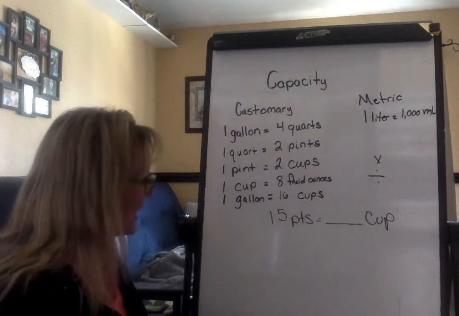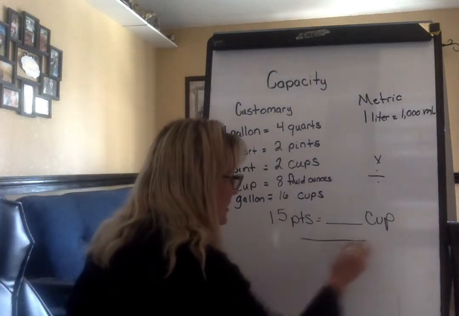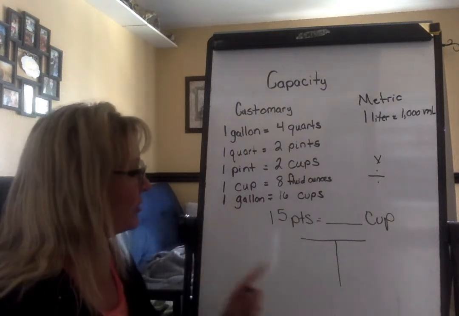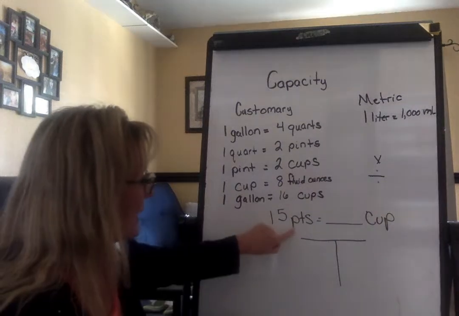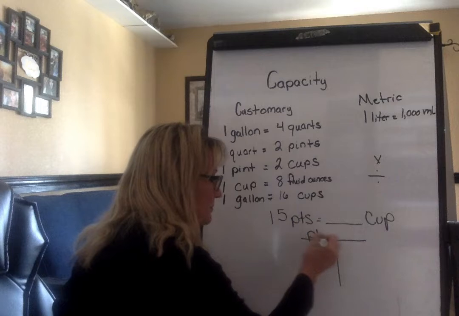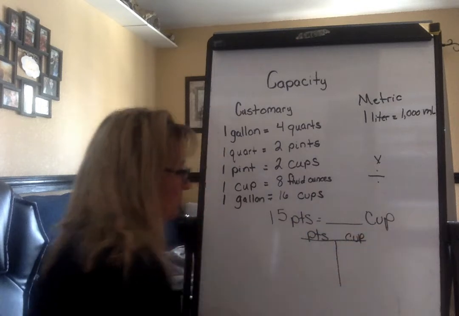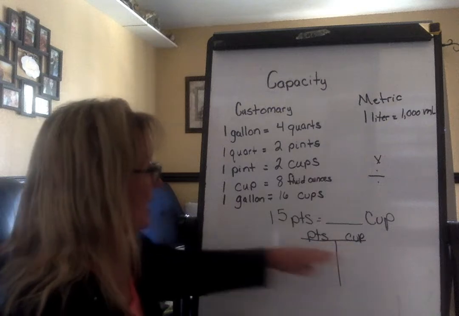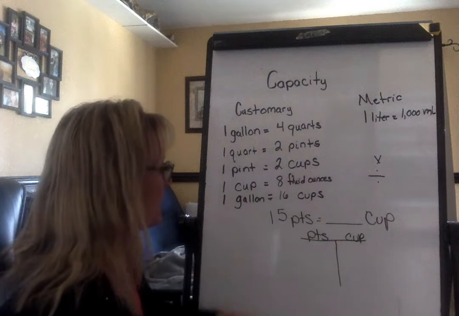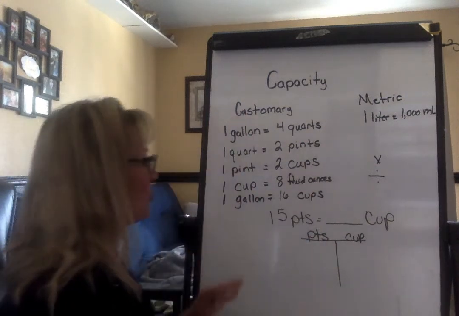Let's try that. I said our strategy is a T-chart. Draw your T-chart. There's my T-chart, simple. Now I'm going to look for the unit that I know. I know pints, so I'll start with pints. It goes here. I don't know cups, that's what I want to know, so it's going to go over here. We're changing pints to cups. I'm going from a big unit to a small. Multiply, that's all.